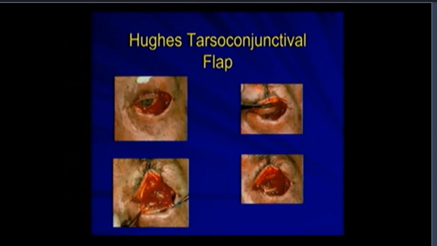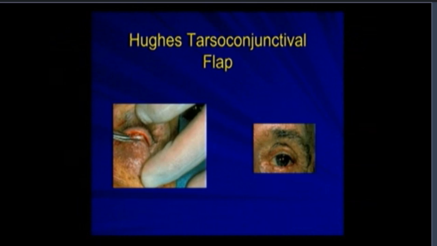And this is again another Hughes flap here, to reconstruct the lower lid. Hughes flap is done really commonly because most of the basal cell carcinomas are happening in the lower lid. You can divide the flap 3 weeks after, up to 6 weeks, depending on the surgeon. But after 3 weeks, it will be really healed up and you can divide it.